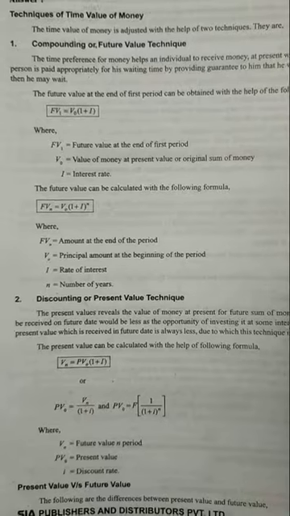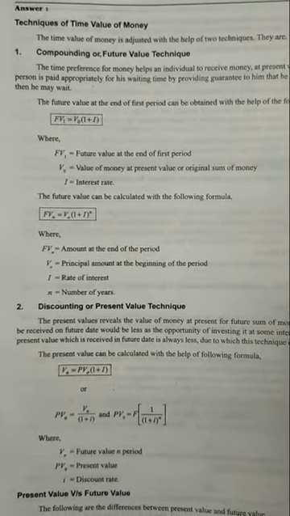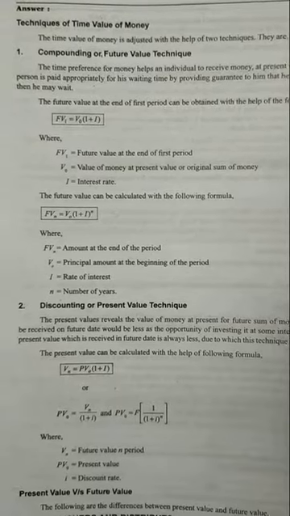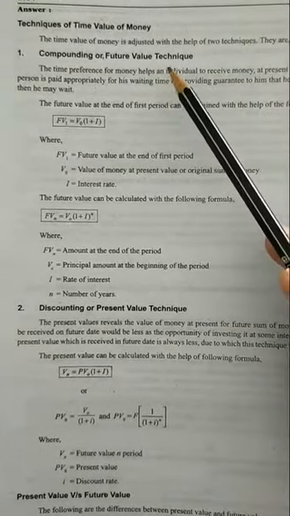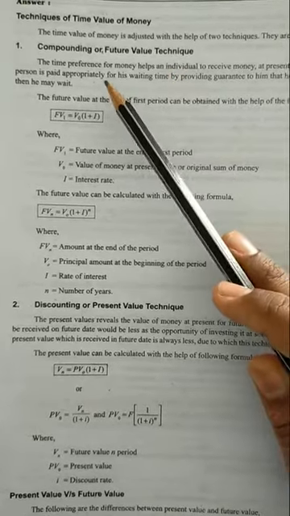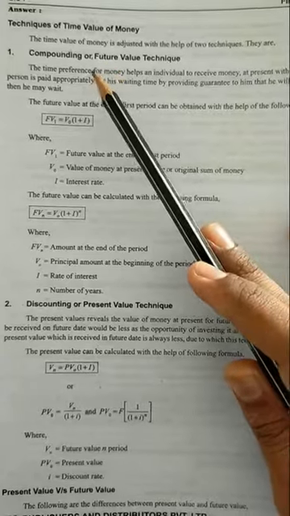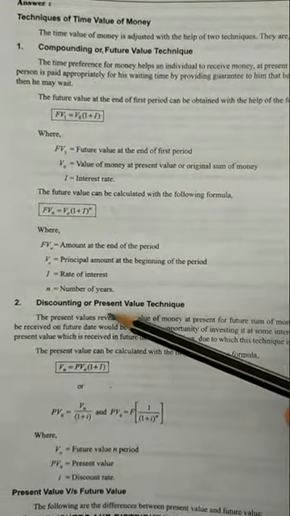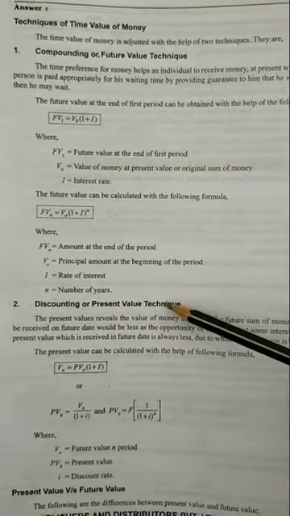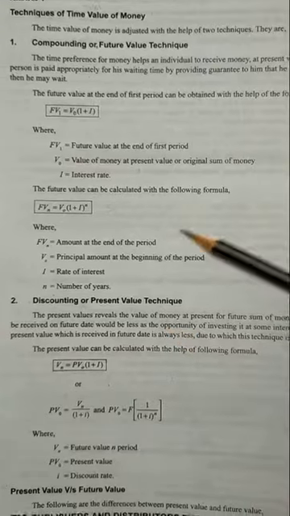Today we are going to discuss the time value of money. In the time value of money, we have two techniques to find it out. The first one is compounding, the second one is discounting. Compounding is also called the future value technique, and discounting is also called the present value technique. For this, the formulas are given in different ways.